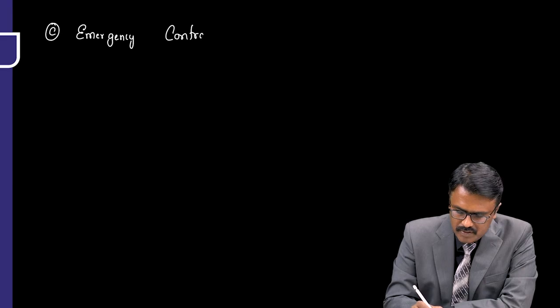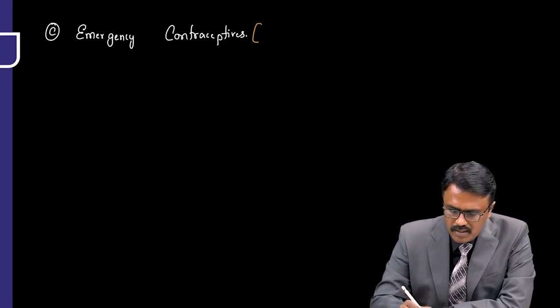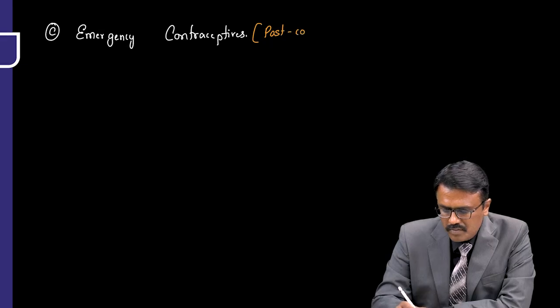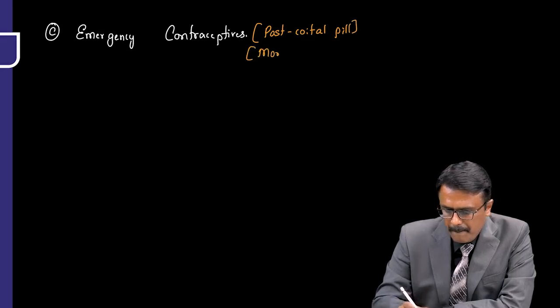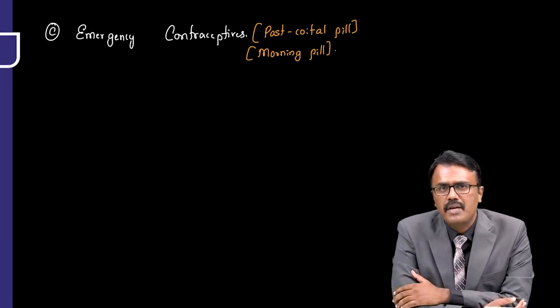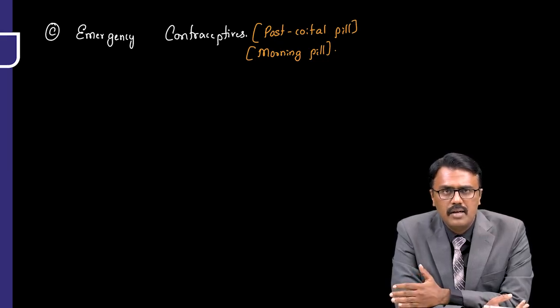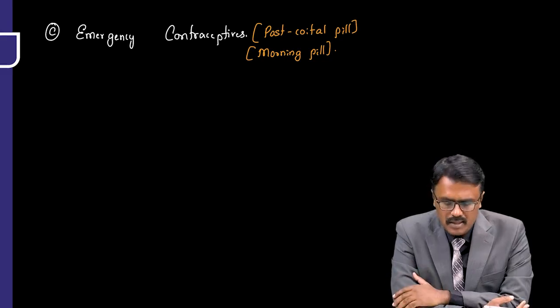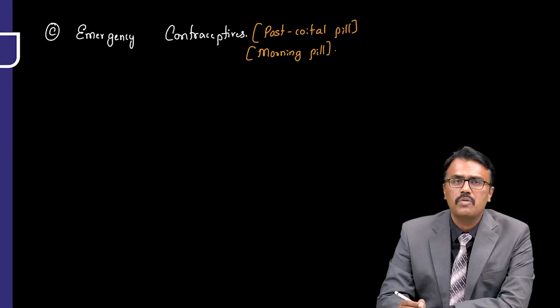The third oral drugs, what we need to understand, they are called emergency contraceptives. So emergency contraceptives are also called as post coital pill, or they are also called as morning pill. So in case somebody is using the condom and the condom burst open, and they were not planning for pregnancy and they know that they can get pregnant, so immediately that can be started. So most of the emergency contraceptives should be used within 72 hours.